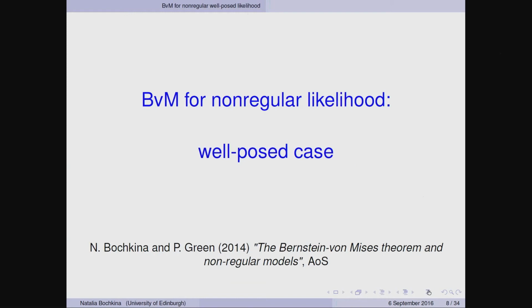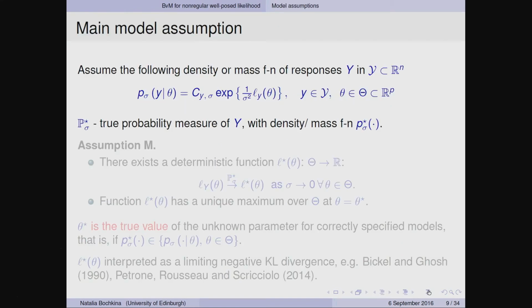Right, so I'll just go quickly through the well-posed case just to explain what happens, and then I'll talk about the ill-posed case. So the general assumption of the model is that the likelihood can be written this way, with sigma being related to the noise level. That is, when we take the limit of this scaled log likelihood, we have the limiting function, which is deterministic, and we denote theta star the maximum of that, and we assume that it's unique. So if the model is well specified, then theta star is the true value of the parameter.